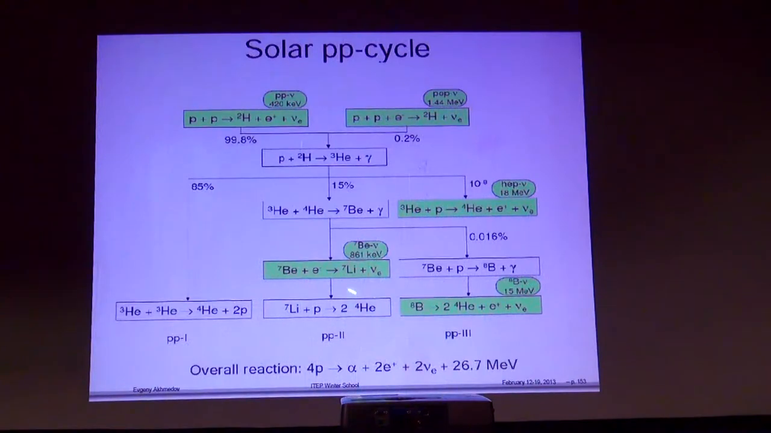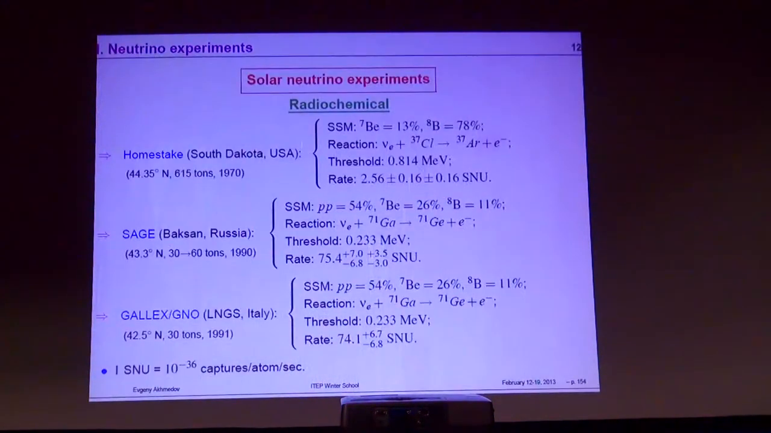And those which are shown in green produce neutrinos. Neutrinos produced in different reactions here, of course, have different energy. So we have some complicated spectrum of electron neutrinos produced in the sun. And the overall result of this chain of reactions is that four protons become an alpha particle, two electrons are emitted, two neutrinos are emitted, and about 27 MeV of energy is produced in each of these reaction chains.